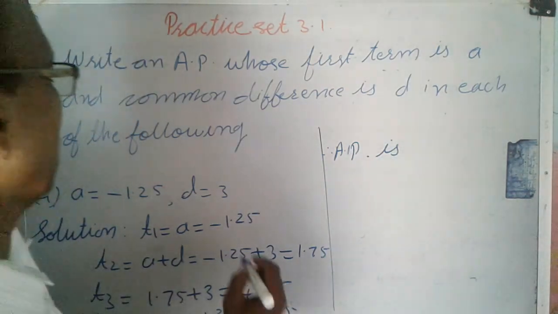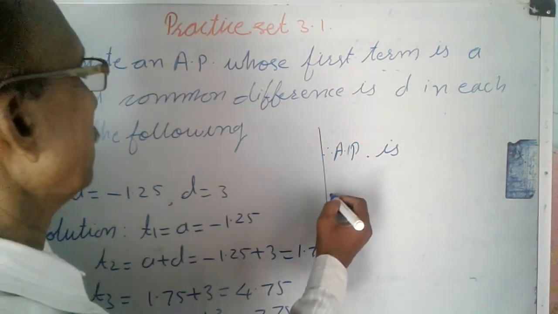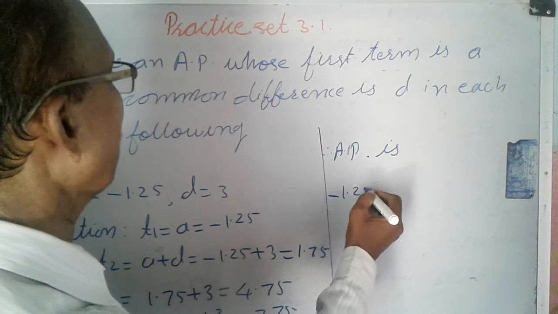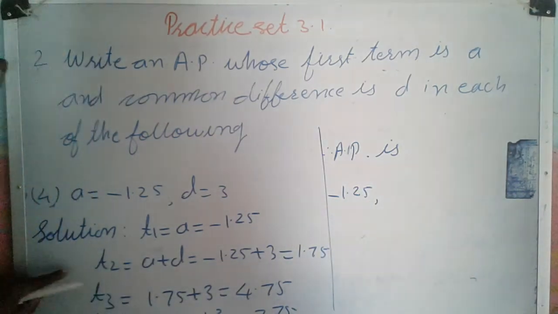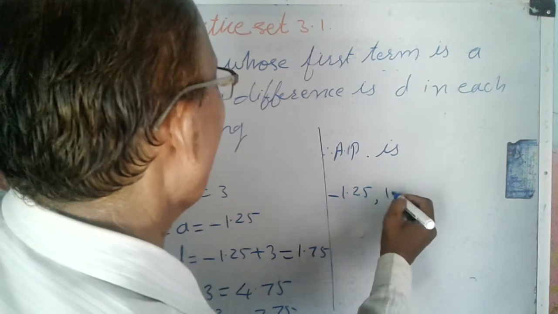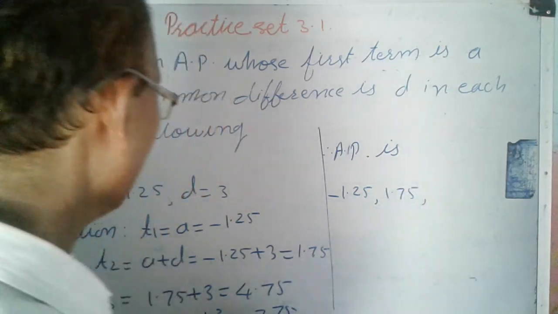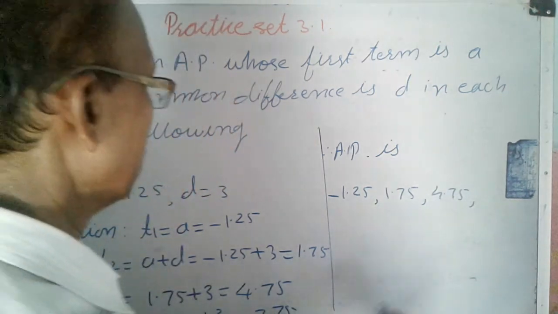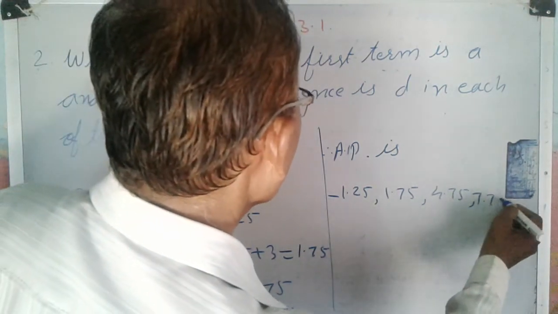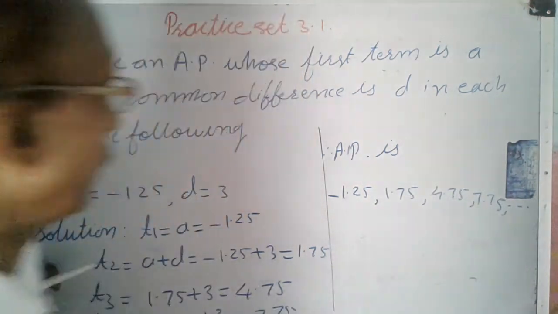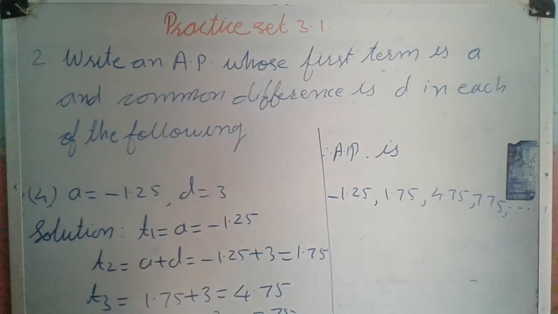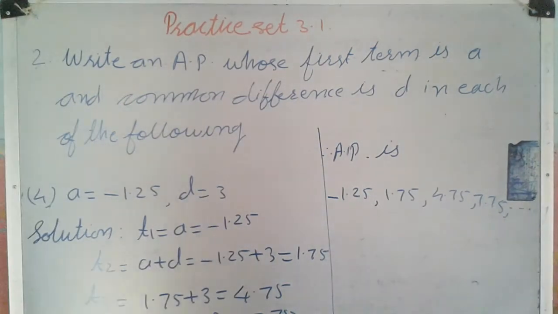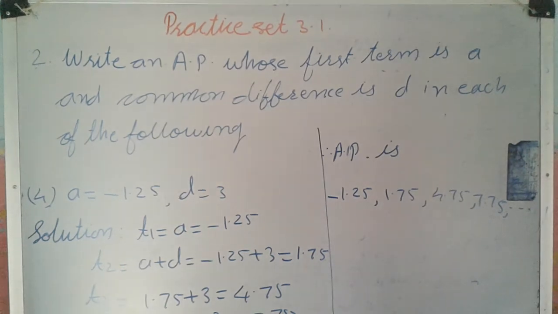And therefore, the AP is here: first term minus 1.25, 1.75, 4.75, 7.75, and so on. In this way, you can find all the terms of the sequence.